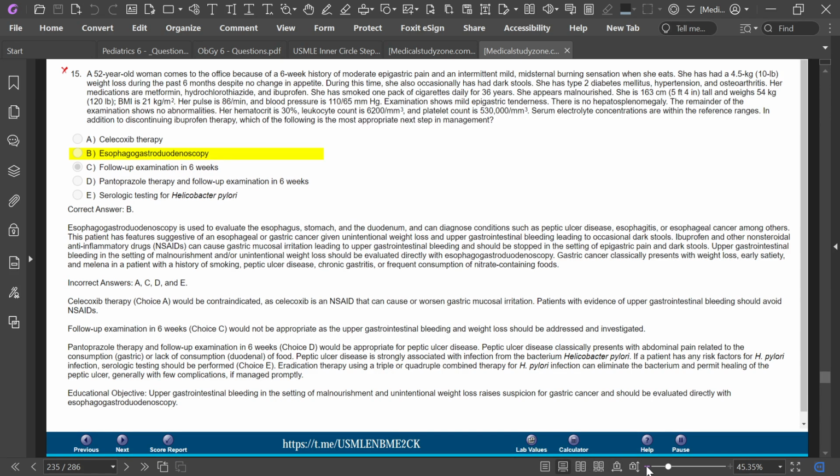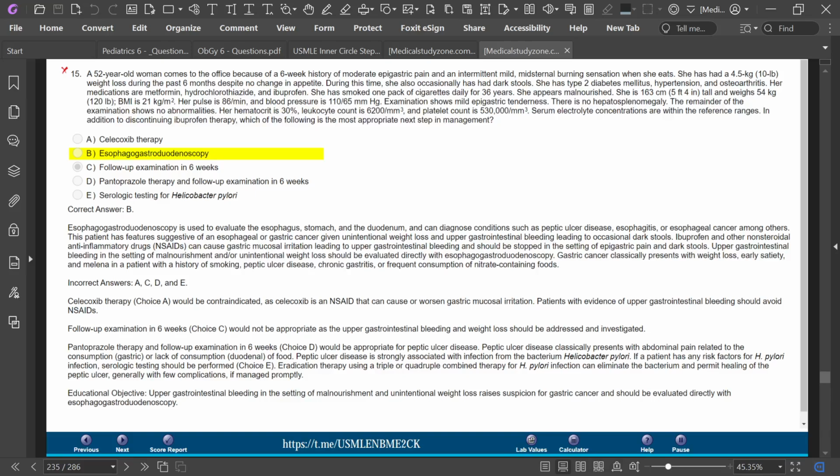Gastric cancer classically presents with weight loss, early satiety, and melena in a patient with a history of smoking, peptic ulcer disease, chronic gastritis, or frequent consumption of nitrate containing food.